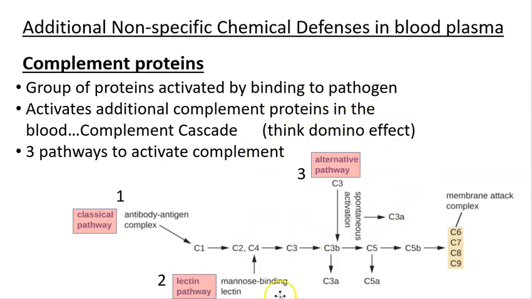And then they discovered an alternative pathway out there that is basically going to be a protein called C3 that is able to bind to certain structures on the surface of bacteria or fungi in the cell walls, or on the surface of different kinds of parasitic organisms. So a little bit different pathway, but ultimately all 3 of these methods are going to activate this domino effect.